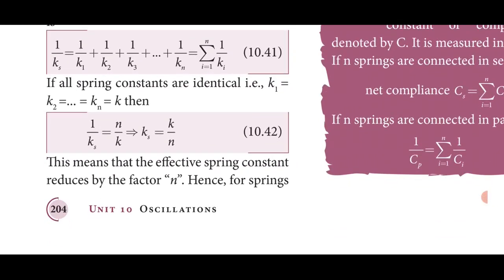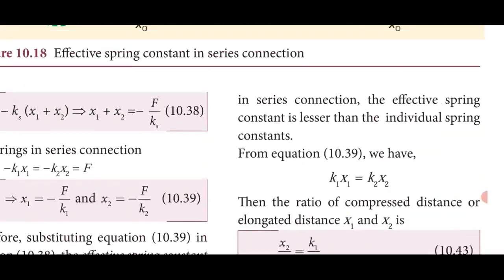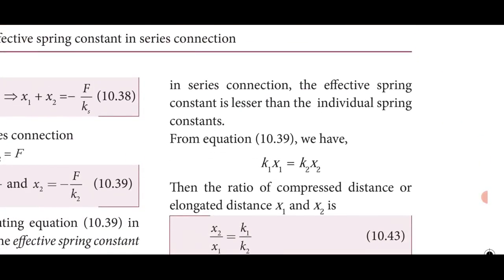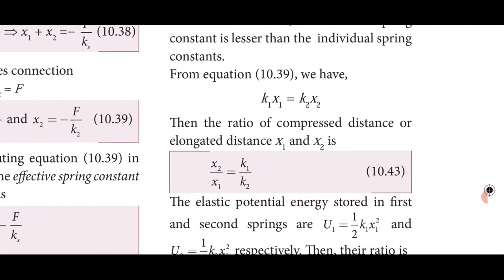If all the spring constants are identical, k1 equal to k2 up to kn equal to k, then 1 by Ks is equal to n by k, that is, Ks is equal to k by n. So the effective spring constant reduces by a factor of n. Hence, when springs are in series, the effective spring constant is lesser than that of the individual springs.